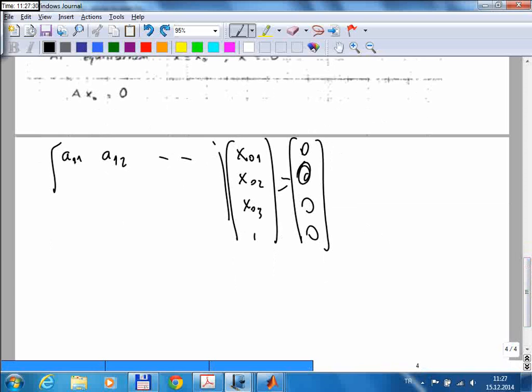So there can be a non-zero solution only if the A matrix has a determinant of 0. So hopefully you remember this from your linear algebra course.